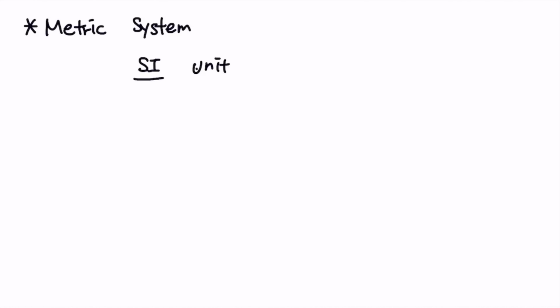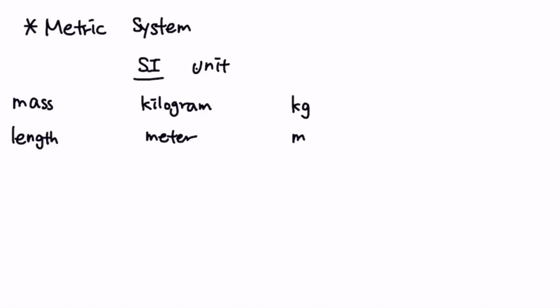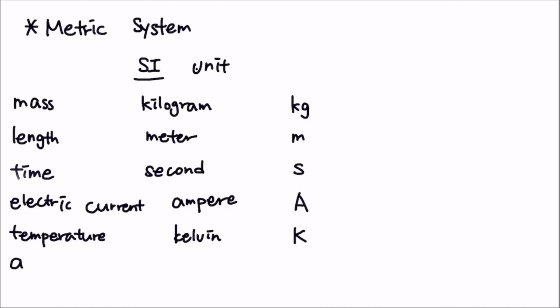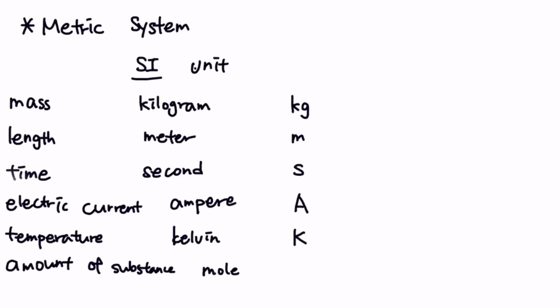The SI unit for mass is the kilogram, and we are going to use lowercase kg for kilogram. The SI unit for length is the meter, lowercase m represents that, and the SI unit for time is the second, lowercase s is for that. The SI unit for electric current is the ampere, and we are going to use capital A for that. The SI unit for temperature is Kelvin, and we are going to use capital K. The SI unit for amount of substance is the mole, and for abbreviation, we're going to use mol.